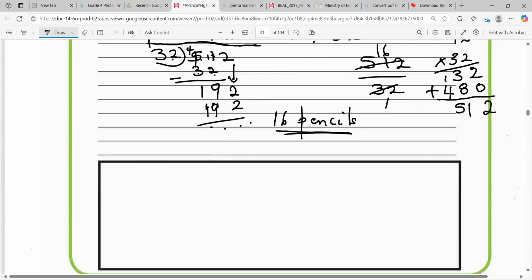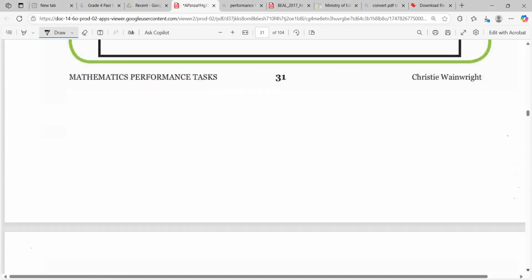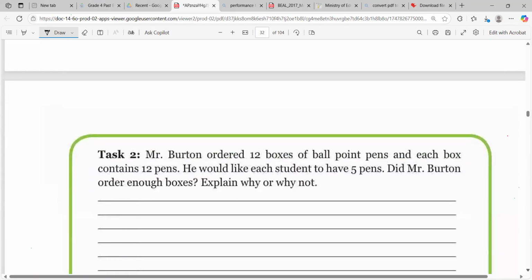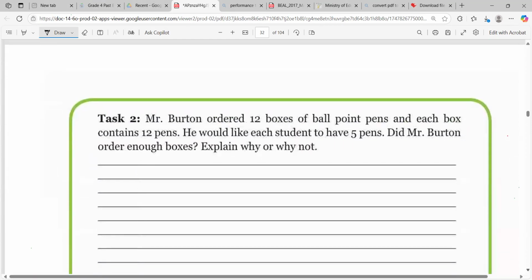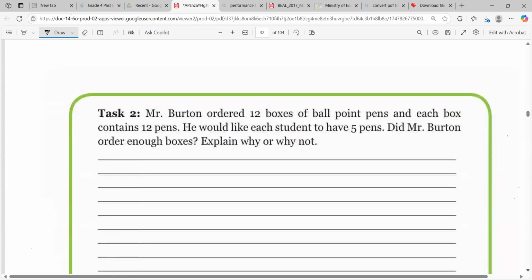So that's the first task. But all right, you should have done it in a box, guys, but I want you guys to see what is happening. All right, task 2.